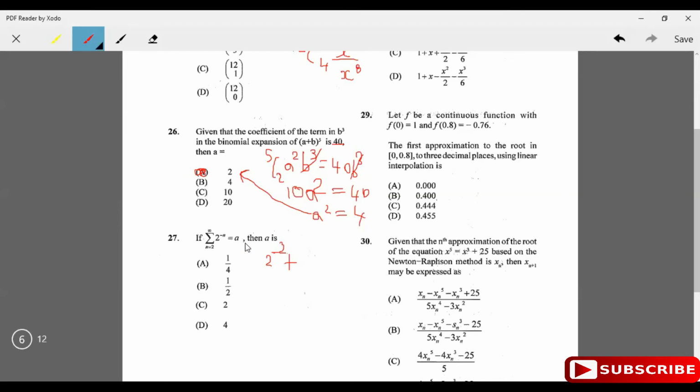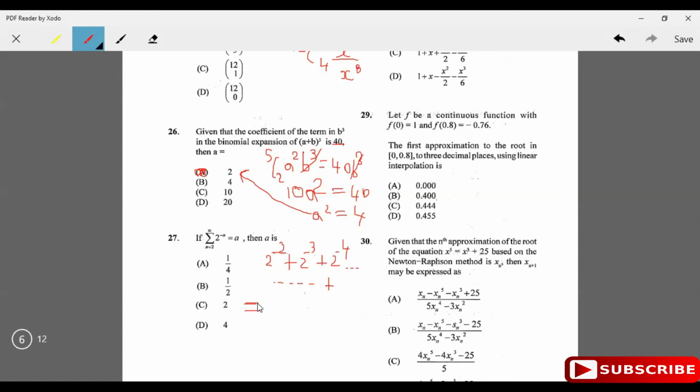2 to the minus 2, plug in n equal 3, you have 2 to the minus 3. And we're going to keep doing this, 2 to the minus 4, and we'll do this all the way up to infinity. Right? We're going to do this forever, but we can't do that forever. So let's use the GP formula. Tell me, how do I know that it's a GP?